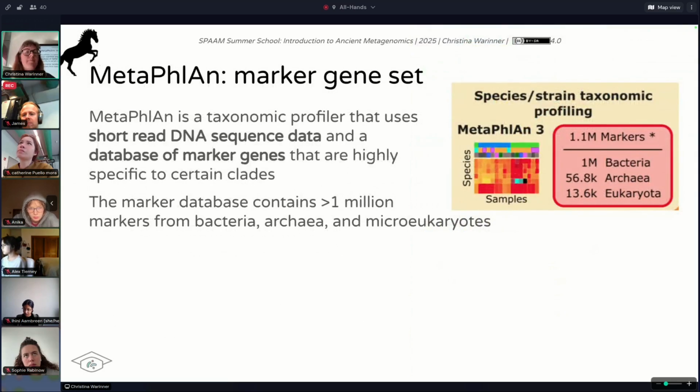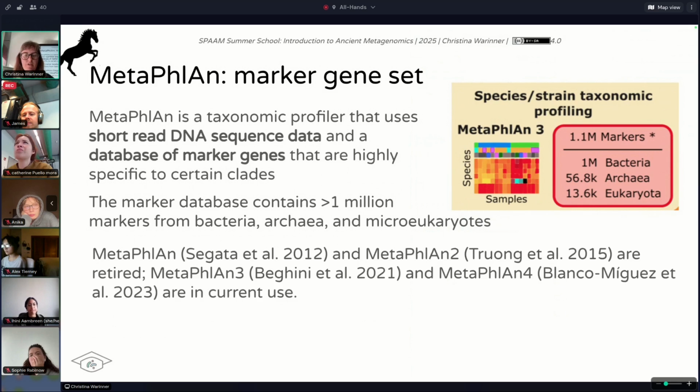So MetaPhlAn uses a marker gene set. It's a taxonomic profiler that uses short-read DNA sequence data and a database of marker genes that are highly specific to certain clades. So they've been curated to be maximally taxonomically discriminating. The marker database contains more than 1 million markers from bacteria, archaea, and microeukaryotes.